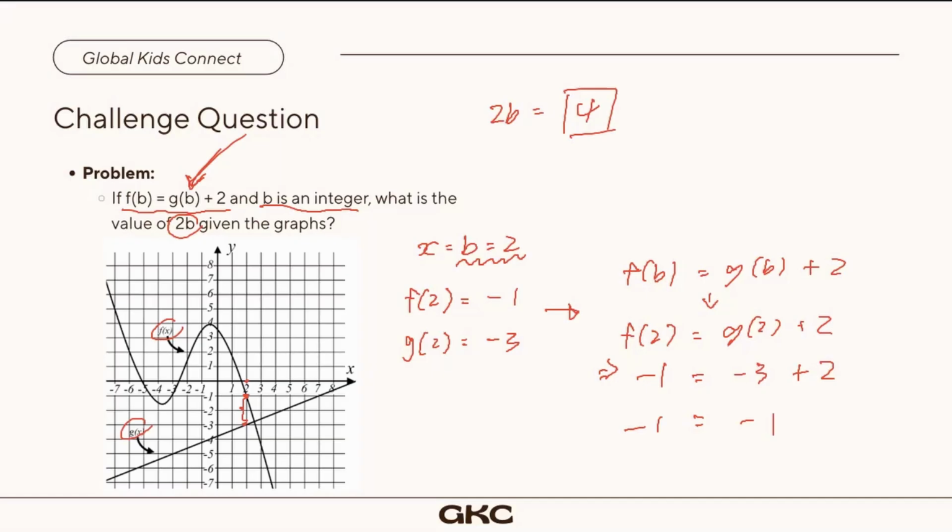Because we found the b value here to be equal to 2 using our equations. And then the question asks for, if you look here, what is the value? Let me erase the top part. What is the value of 2b given the graphs? And therefore, because we know b is equal to 2, 2b is 2 times 2, which will equal 4. Does that answer your question?